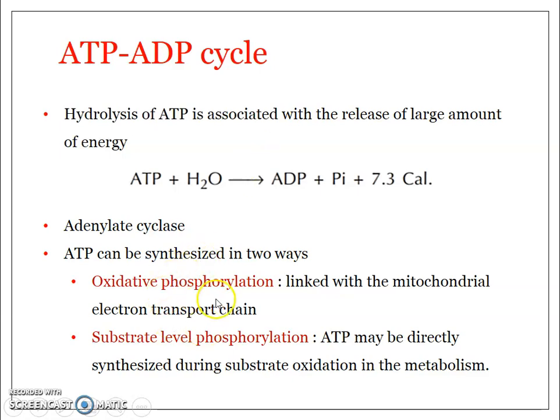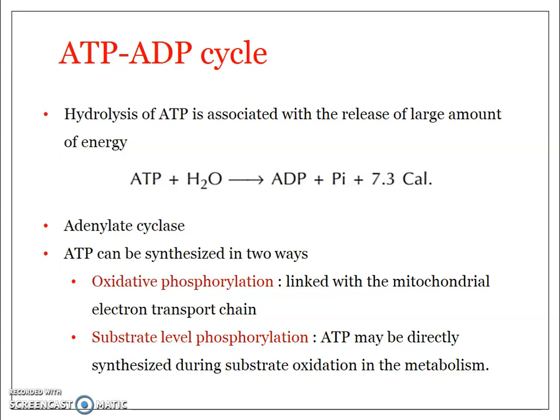Now the next one is substrate level phosphorylation. Here the ATP may be directly synthesized during substrate oxidation, especially in metabolic pathways. The phosphorylated substrate may release the phosphate molecule, which may be taken up by the ADP, and this will produce ATP. It is with the help of a substrate.